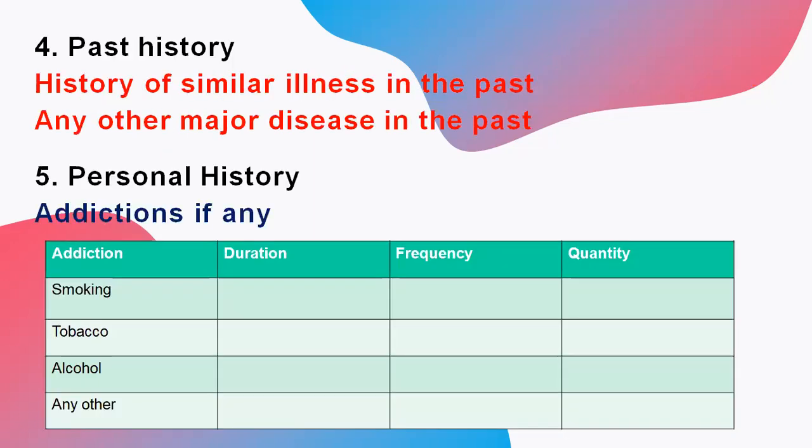Then we go to the past history, that will be about the history of similar illness in the past or any other major disease the patient had in the past.